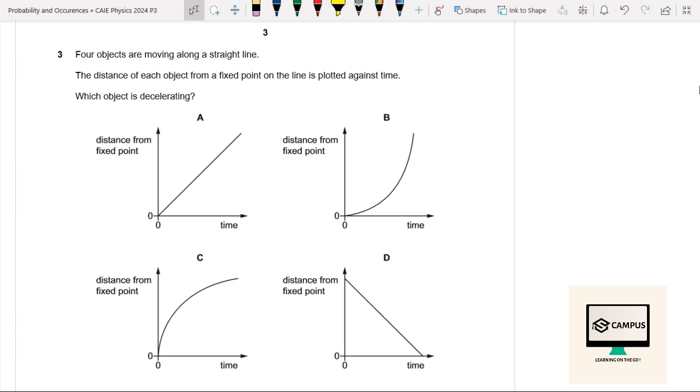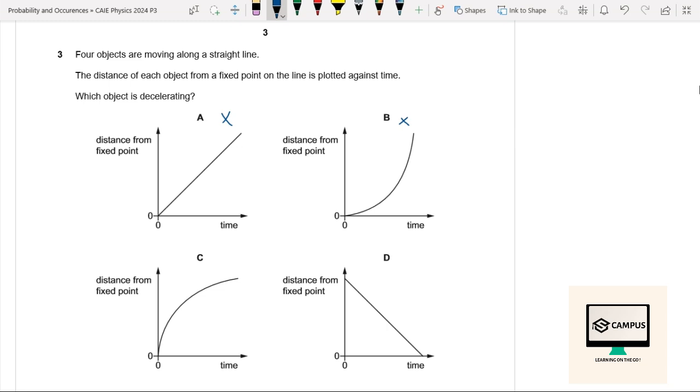So we're going to solve this question intuitively. In A, we see that the distance is increasing at a constant rate. That means it's moving with a uniform velocity because the slope of this distance-time graph is constant. So option A is excluded. Option B is straightforwardly excluded because the distance from a fixed point is increasing at an exponential rate, so it cannot be decelerating. If we have a look at option D, we see that the object's distance is decreasing but at a constant rate. That refers to a constant velocity.